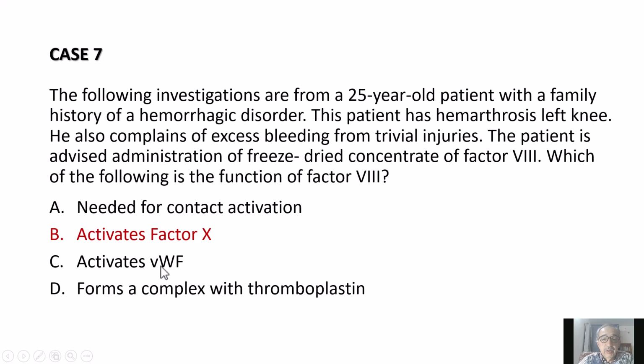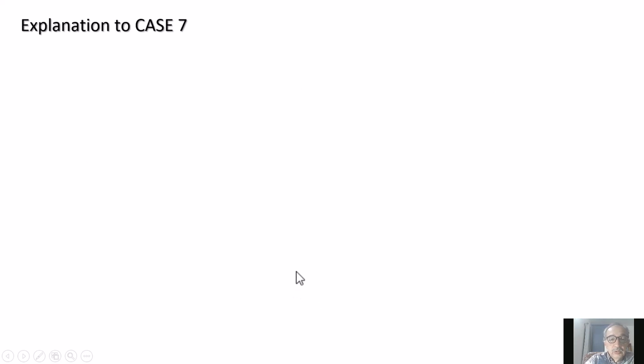It's not needed for contact activation. Factors 11 and 12 do that. Factor 8 does not activate von Willebrand factor; of course, von Willebrand factor is the other way. Von Willebrand factor is needed for the full activation of factor 8. It maintains the plasma levels of factor 8. It does not form a complex with thromboplastin. So B is the answer.